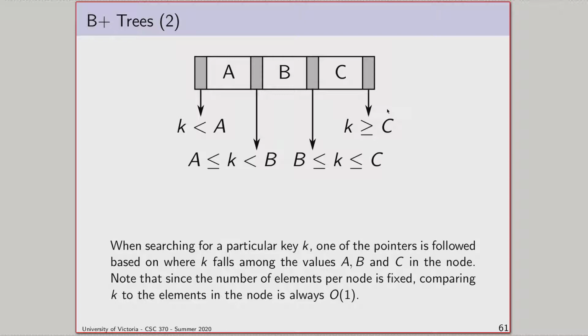When you're searching, if I'm looking for a value, I would just choose which pointer to follow based on where the value was. If the value I'm looking at is between B and C, then I would go down here and I would continue my traversal. And because the number of elements in the node is fixed, even if there are 100 elements, I may have to compare my value against all of them, but that would still be constant time because it's a fixed value. And more importantly, again, processing time isn't the big deal here.